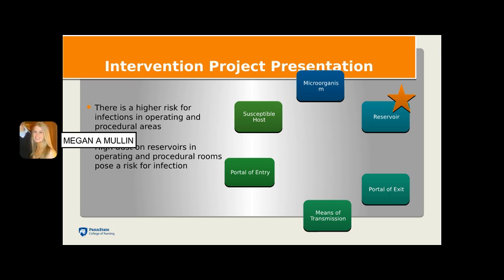There is a higher risk for infections in operating and procedural areas. Some reasons may include, but are not limited to, the normal skin barrier is typically compromised, for example, a patient with a surgical incision site. Common equipment is utilized on every patient. Team members, such as nurses, physicians, and technicians, are continuously accessing high-touch areas. High dust accumulation can be found within a sterile area.